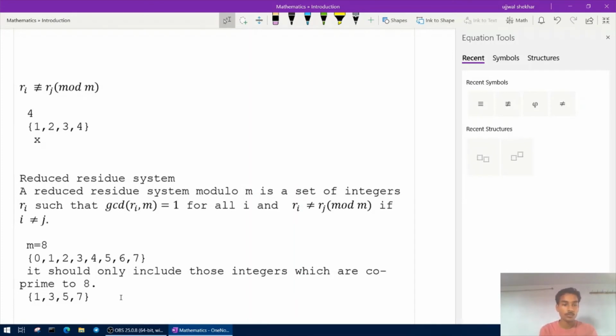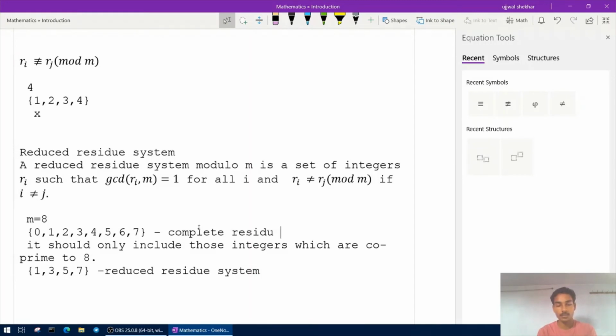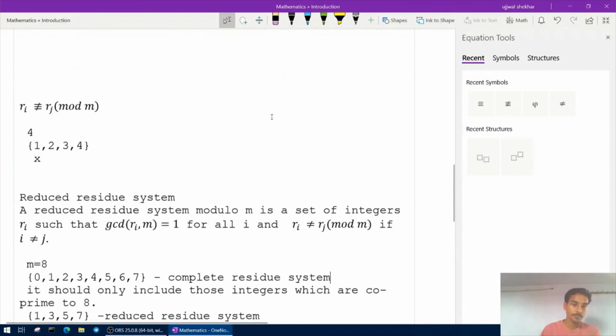So all those, 0, 2, 4, 6, have a GCD which is greater than 1, so they are not co-prime to 8. And yeah, so this is the definition of reduced residue system. So this will be a reduced residue system, and this is from a complete residue system.